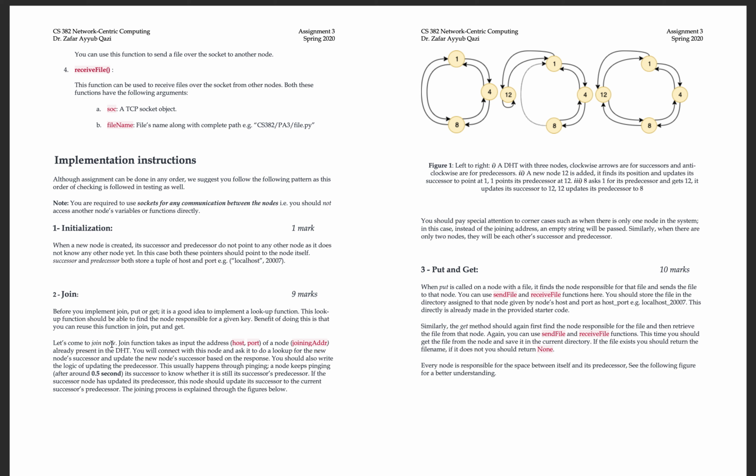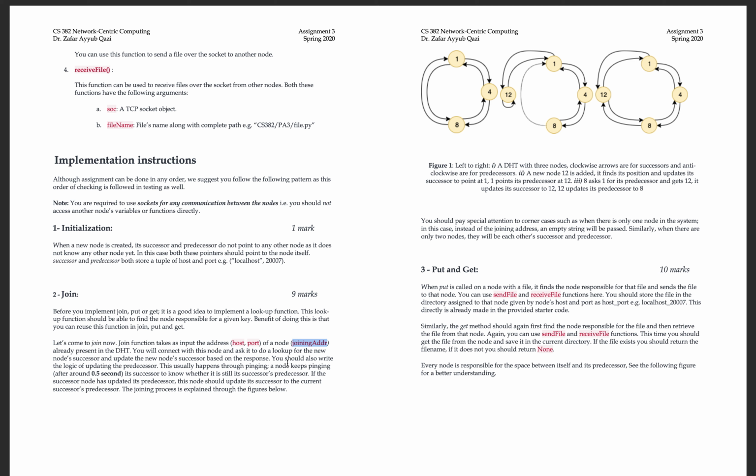Now you need to be careful about a few base cases. For example, in the case of only one node in the ring, the node's successor and predecessor will be itself. So that means it does not need to be updated. In the case of a system with a single node, the joining address that you've been given would be an empty string. So that's how you know that your system has just one node.